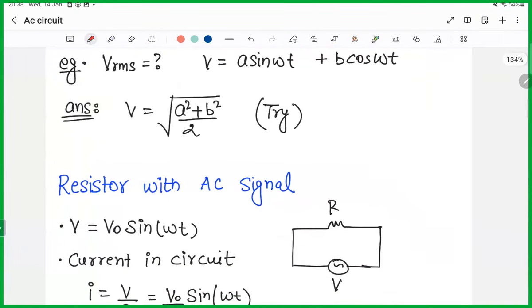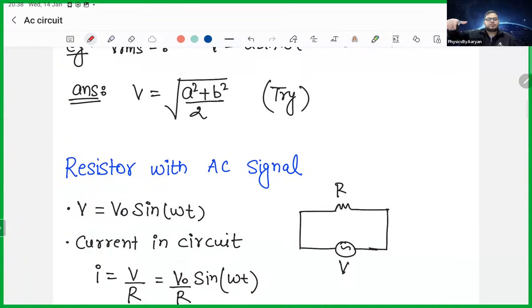Okay. So now I have understood everything about the source. Source is giving me AC voltage, source is giving me AC current. Now let's put this source to resistors, capacitors, and inductors. So first of all, let's put with the resistor.